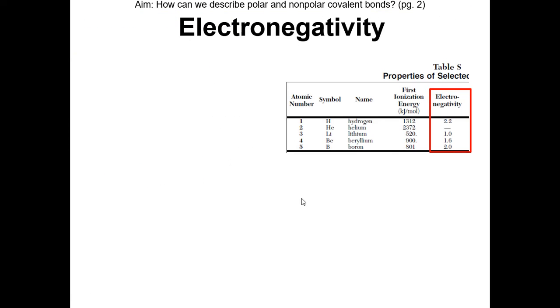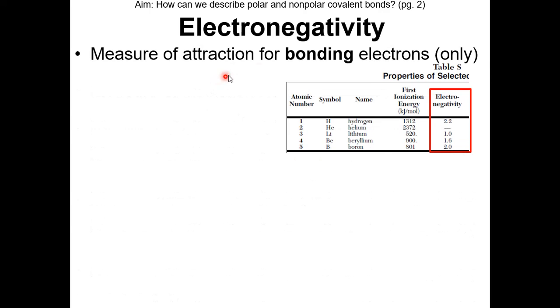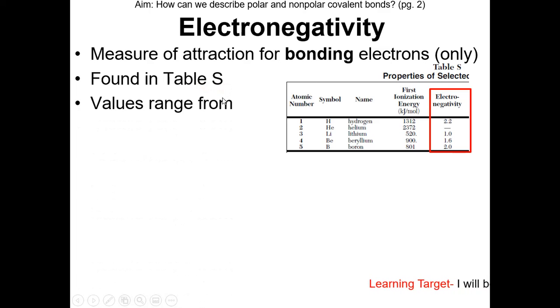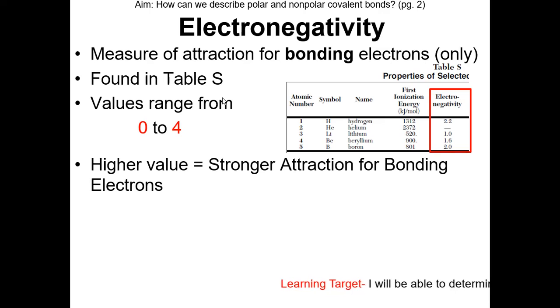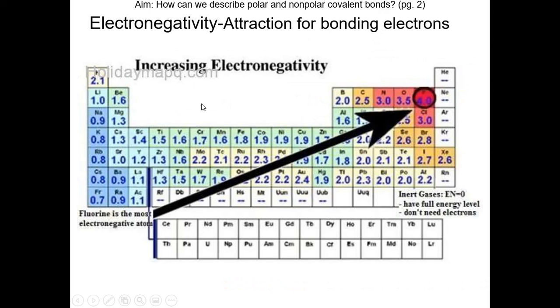Before we talk about polarity, we must first review electronegativity, which is the measure of attraction for bonding electrons only. The values are found on Table S, and the values can range from 0 to 4. The higher the value, the stronger the attraction for bonding electrons. From Unit 4, this was the trend of electronegativity on the periodic table.